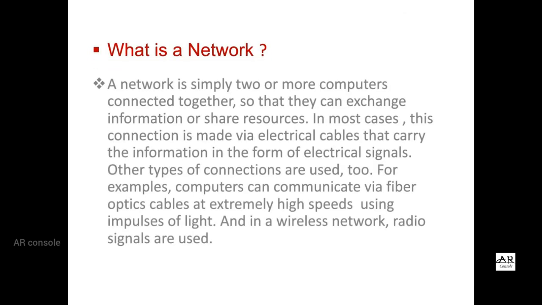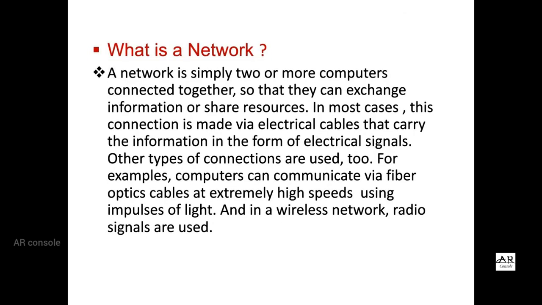What is a network? A network is simply two or more computers connected together so that they can exchange information or share resources. In most cases, this connection is made by electrical cables that carry the information in the form of electrical signals. Other types of connections are used too. For example, computers can communicate via fiber optic cable at extremely high speed using impulses of light. And in a wireless network, radio signals are used.